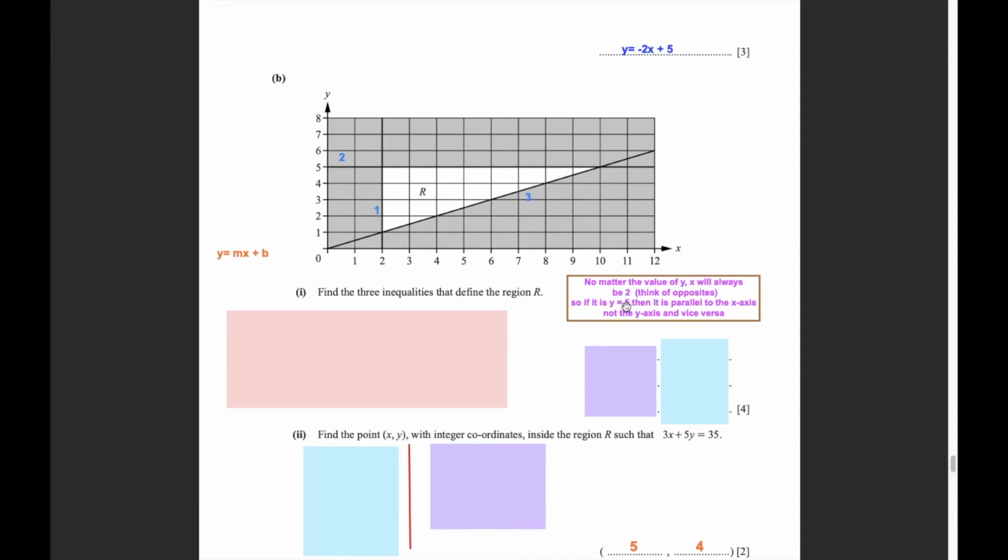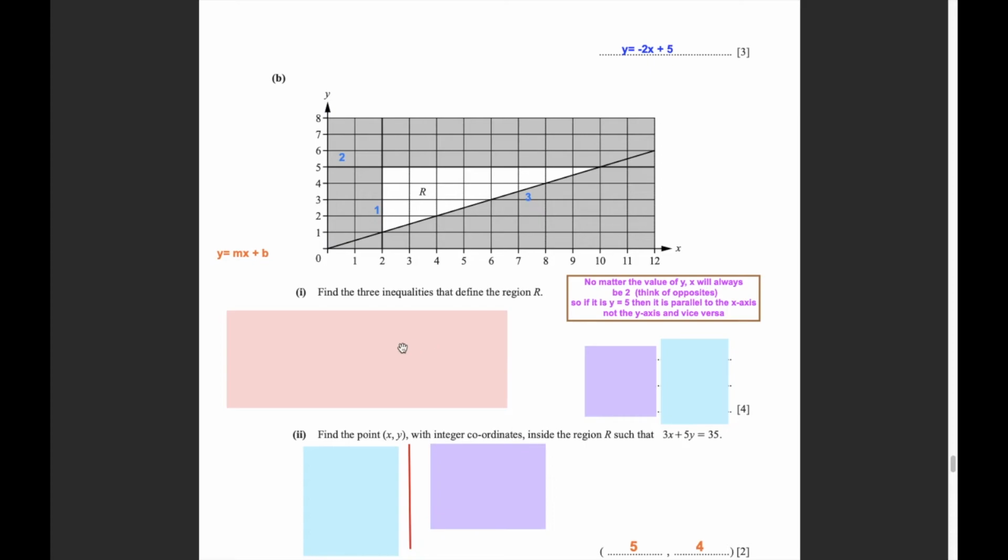So think of opposites. For example, if y is equal to 5, which is the second one, it's parallel to the x-axis, not the y-axis, and vice versa. So this would not be considered x is equal to 5, okay? So we have to be careful. Simply because it's parallel to the x-axis does not mean that it's x equal to. It is y, so it's the opposite. Here, it crosses the x-axis, so it's x equal to. Here, it crosses the y-axis, so it's y equals to. All right, so let's find the third one.